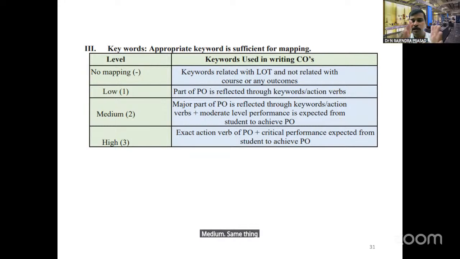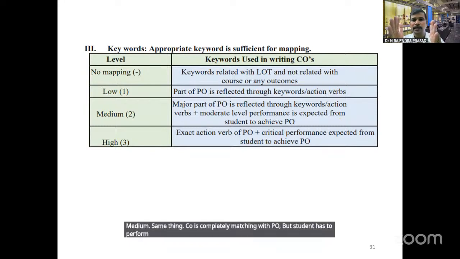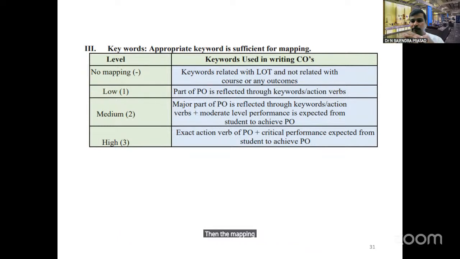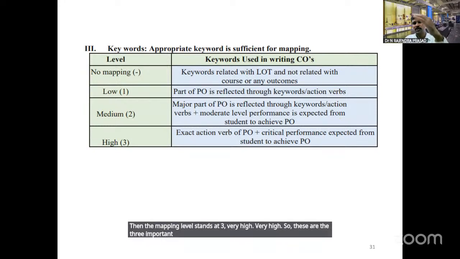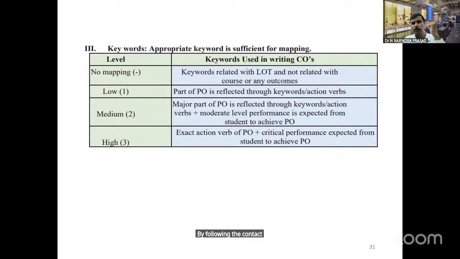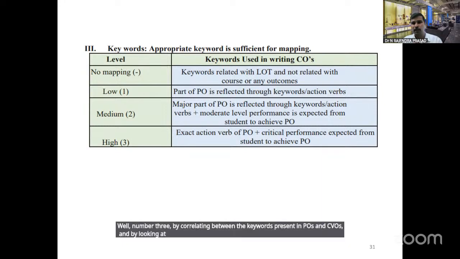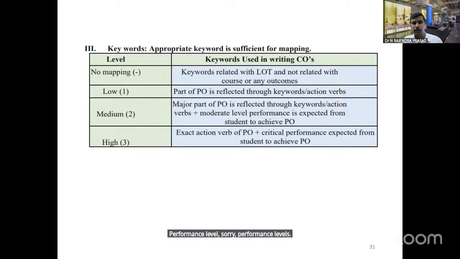Same thing, CO is completely matching with PO, but the student has to perform extraordinarily well in order to achieve CO and PO. Then the mapping level stands at 3, very high. So these are the 3 important steps, strategies you have to follow. Number 1 is by following the contact hours. Number 2, by using the assessment tools. Number 3, by correlating between the keywords present in POs and COs, and by looking at the assessment levels, performance levels, you can map COs with POs.